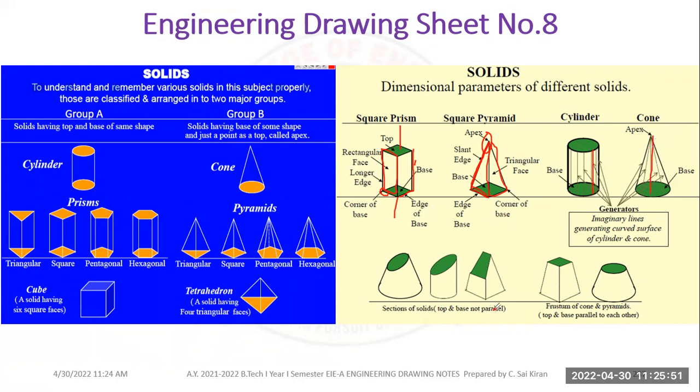Next, whenever we are cutting any of the solids randomly at an inclination, then you can get a shape like this. And whenever I'm cutting parallel, exactly 0 degrees with respect to the horizontal, then I can get these shapes. Same explanation.